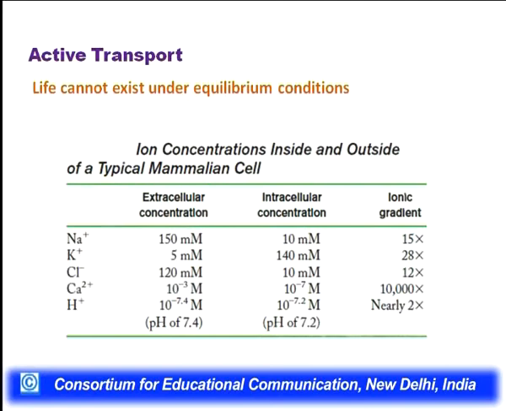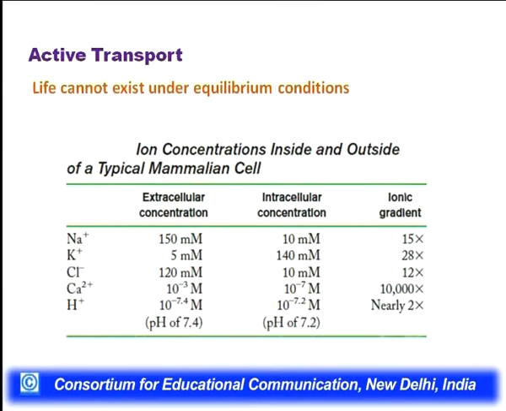If we look at the ion concentrations inside and outside of a typical mammalian cell, which is presented in this table, you can see that for the sodium ion, the extracellular concentration is 150 mM, whereas the intracellular concentration is 10 millimolar. So there is an ionic gradient, which is 15 times. Similarly, the potassium gradient is the opposite. The extracellular concentration is low, around 5 millimolar, and the intracellular concentration is much more, 140 millimolar, which is 28 times more than what is extracellularly present.